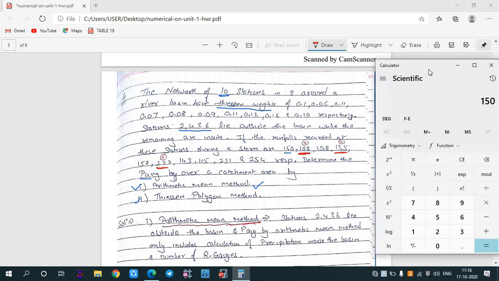150 plus 158, plus 157 plus 143 plus 115 plus 231 plus 254. So the total value is coming out to be 1208. We will divide it by the total number of stations, which is 7. So this will give you 172.57.